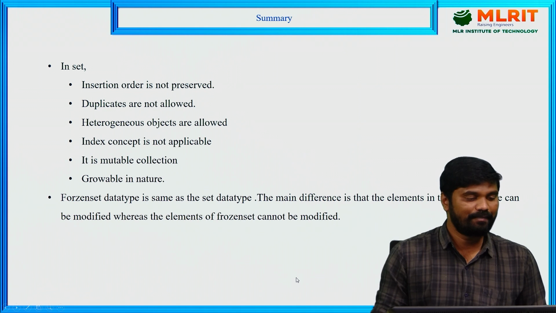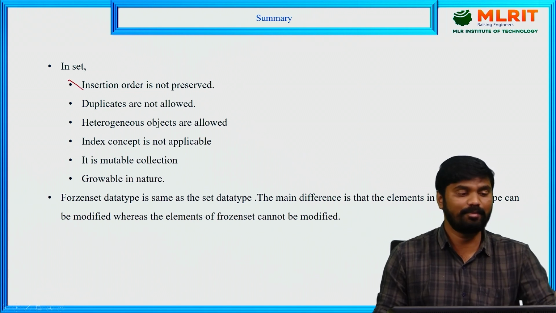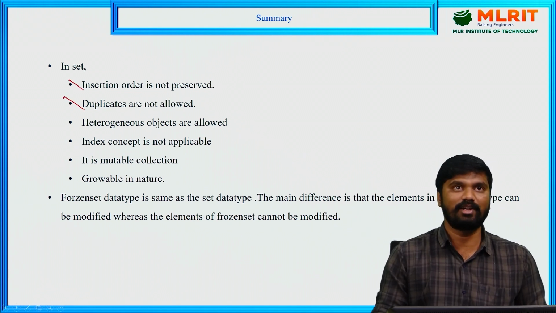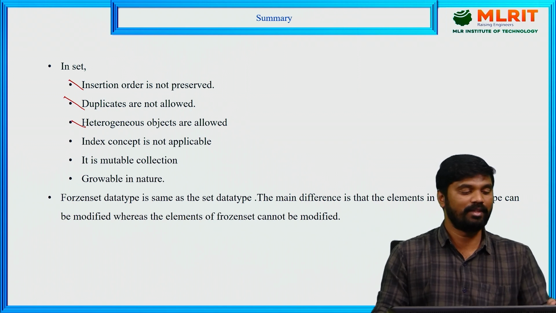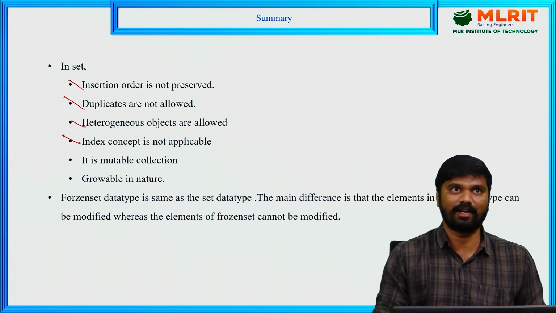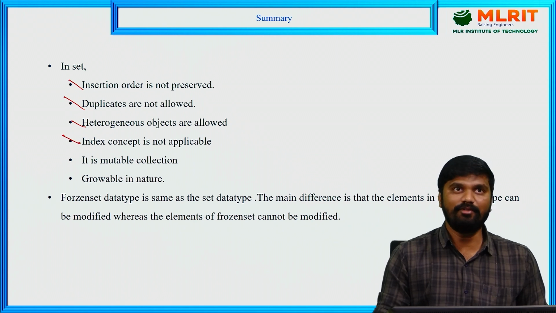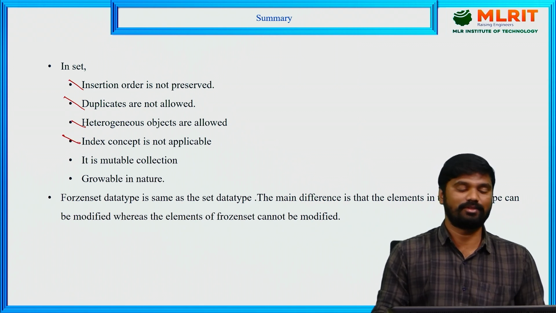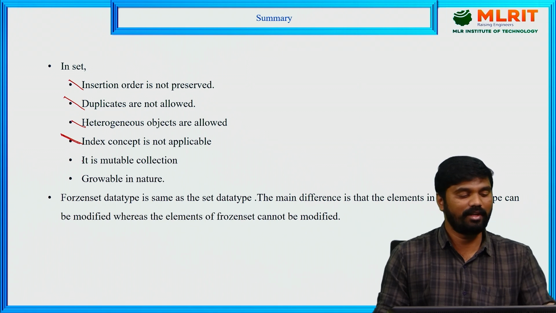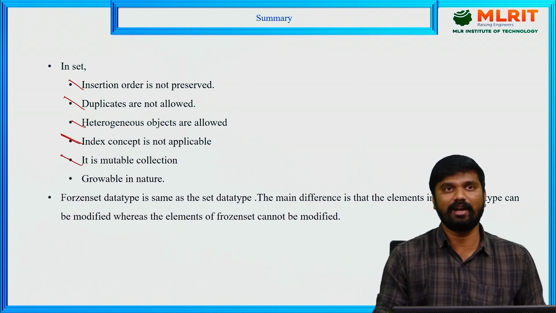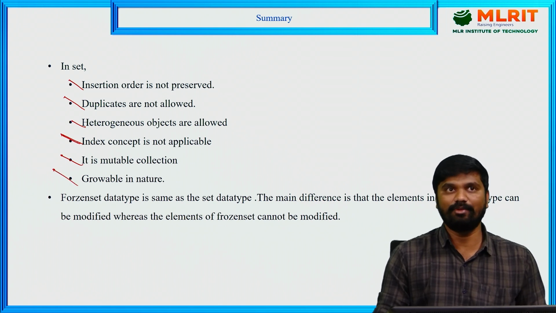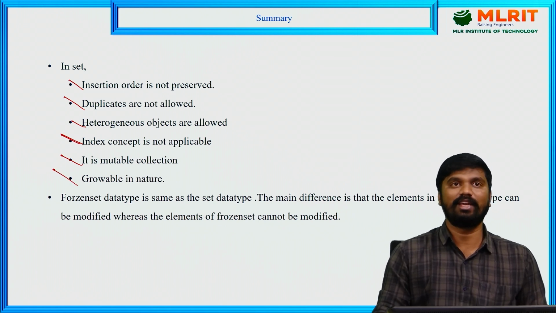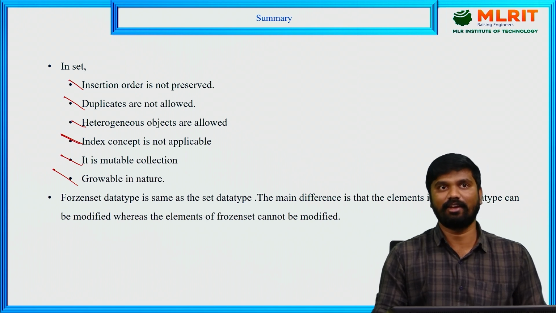Now overall, in set, insertion order is not preserved, as we discussed. Duplicate elements are not allowed. Heterogeneous objects are allowed, meaning we entered a float value and a string value. Next, the index concept is not applicable, because the set does not support it. Next, it is a mutable collection, which means we can add or remove elements from the set object. It is growable, so by adding and removing values we can increase or decrease the size based on the requirement.